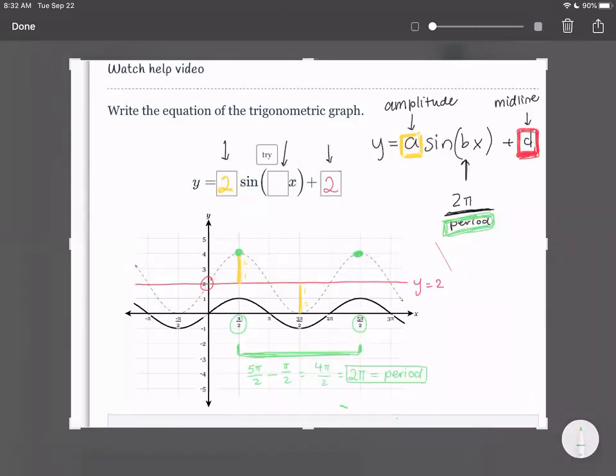Any questions on the amplitude, the midline, and the period so far?